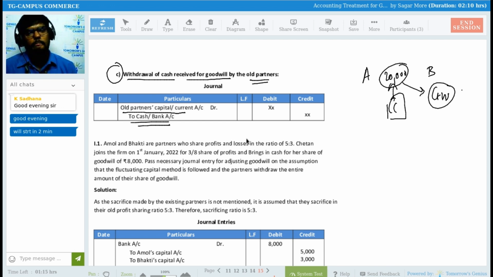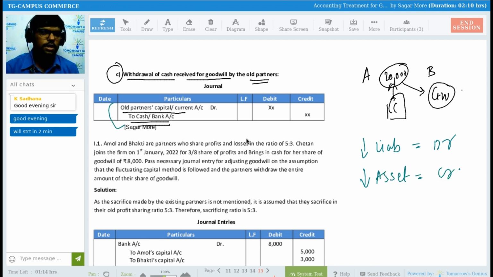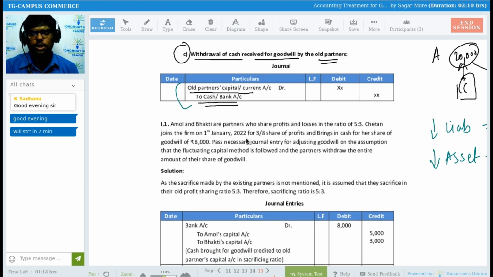Because they have withdrawn the amount, henceforth their capital balance and current account balance will get decreased. Whenever we want to decrease any liability, we have to debit it, and whenever you want to decrease any asset, you have to credit it, and that's why we did this. Understood? You will get clarity by solving the question.